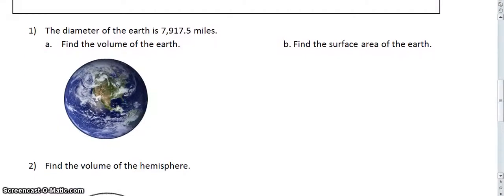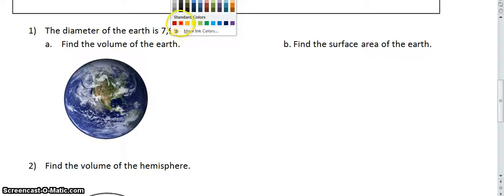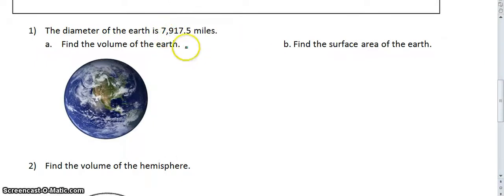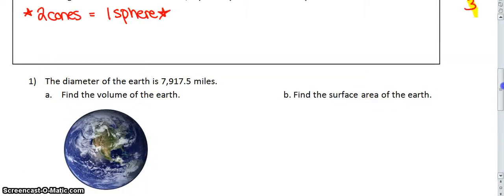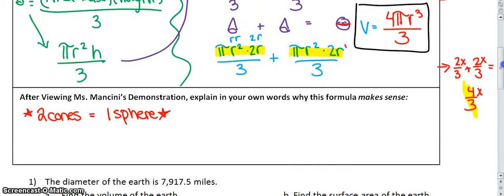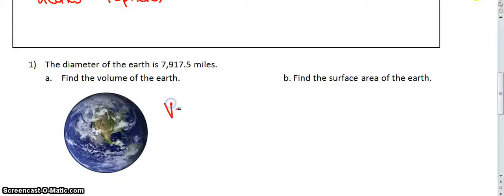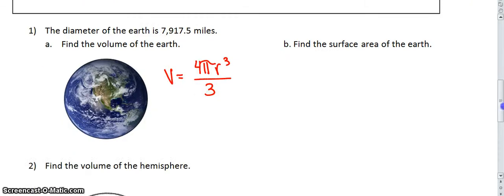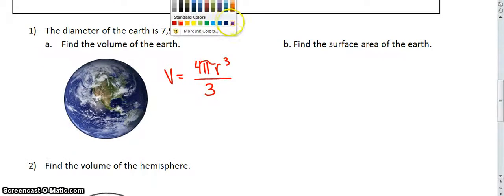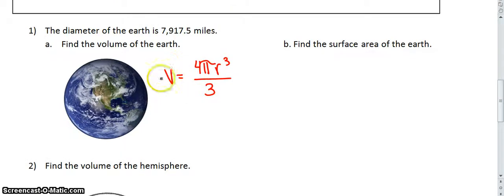So we're going to do some problems now to find the volume of the Earth. I know the diameter of the Earth is 7,917.5 miles, true story, and I want to find the volume. So I'm going to use my volume formula. First thing you're going to do is just write that down. So volume of a sphere equals 4 pi r cubed over 3. Now I'm going to substitute in my information to calculate my volume.